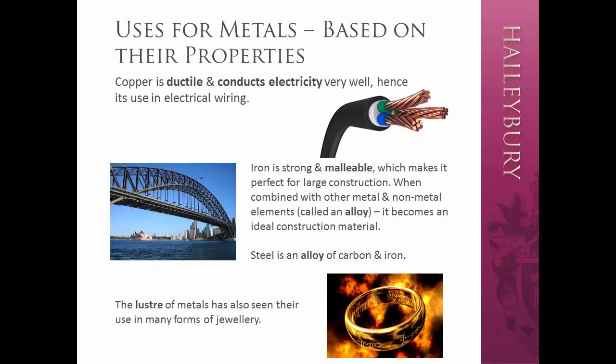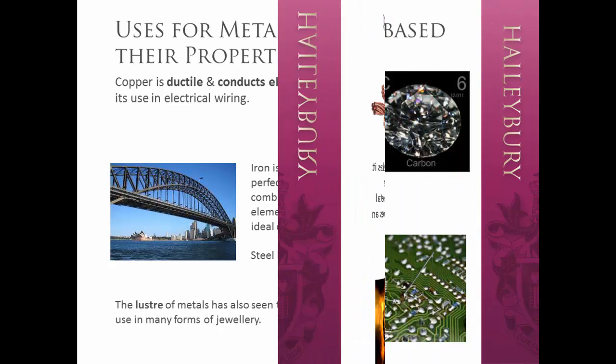Before completing this video, let's quickly go back and have a look at the uses for metals based upon their properties. Copper is ductile and conducts electricity well, hence it's used in electrical wiring. Remember, ductile means the ability to be stretched into a wire. Iron is strong and malleable, that means it can be beaten into shape, and is perfect for large construction. When combined with other metal and non-metal elements, which is commonly called an alloy, iron becomes steel. The luster and malleability of metals has seen their use in many forms of jewellery for many thousands of years.